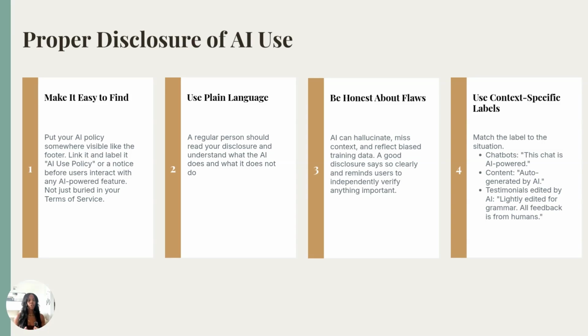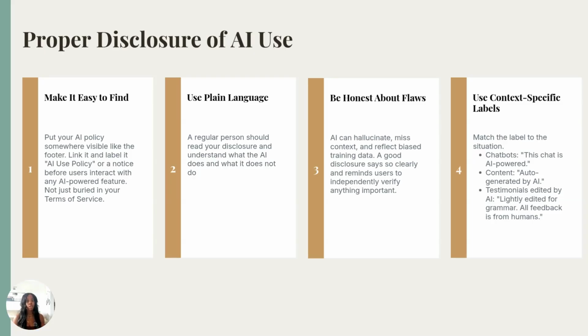Or have a notice pop up before users interact with any AI powered features. You don't just want to bury it in your terms of service or website terms of use. Those are used interchangeably. Next, you want to use plain language. A regular person should be able to read your disclosure and understand what the AI does and what it does not do.